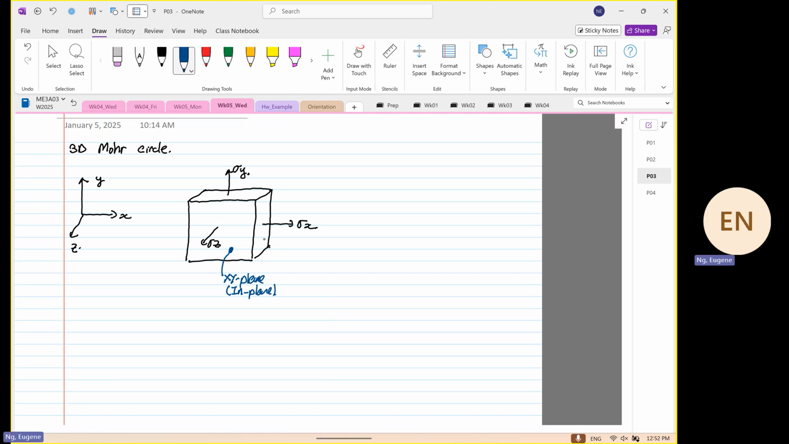The next surface we're going to have is known as our YZ plane. On your YZ plane, this is known as your out of plane. And then the third one over here is known as your XZ plane. Again, this is your out of plane.